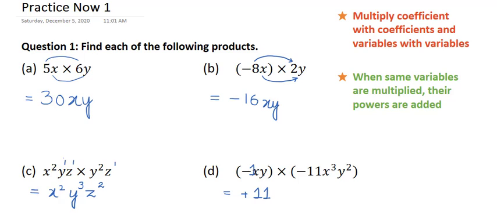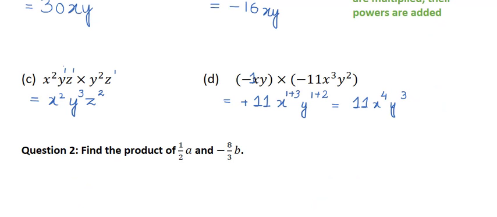Let's multiply the variables now. The power of x on this term is 1, while the power of x on this term is 3. So add the two powers. The power of y on the first term is 1 and power of y on the second term is 2. So add the two powers together and we get 11x raised to the power 4, y raised to the power 3. So we can do it directly as well, we can do it mentally as well, and we can do the multiplication by showing this step as well. Let's start question number 2 now.